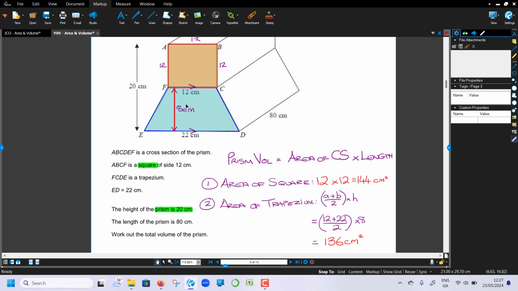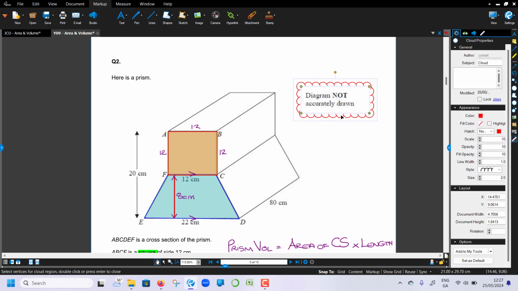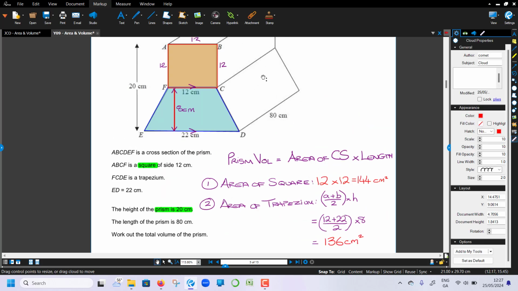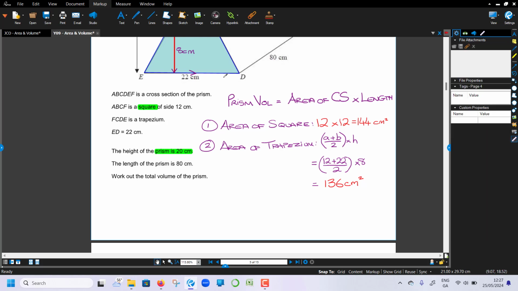So strangely, the area of this square is bigger than it, even though it doesn't look it. Because this 8 is obviously stretched. So this is not to scale, and it says it there. Look, it even says it there. It's not to scale, and that makes sense because that trapezium looks way bigger than the square. Anyway, that's it.